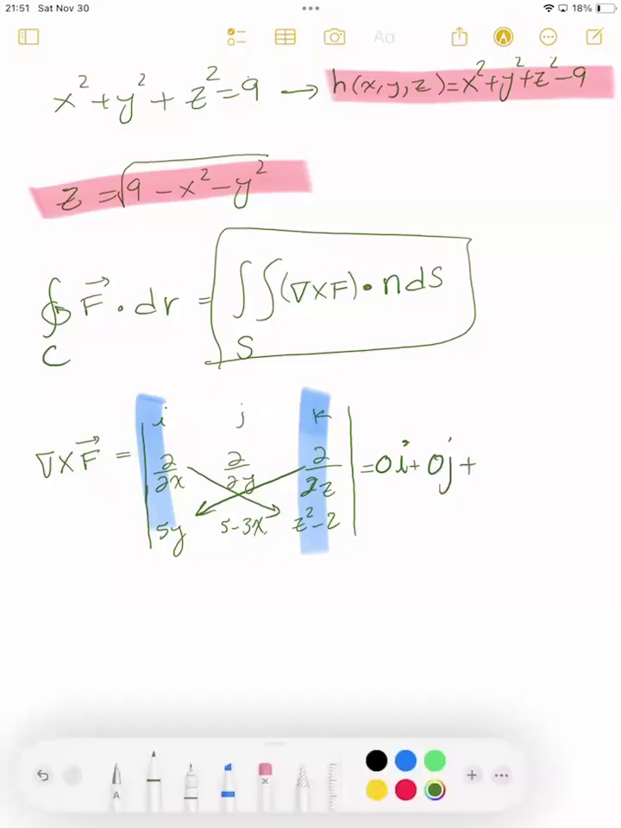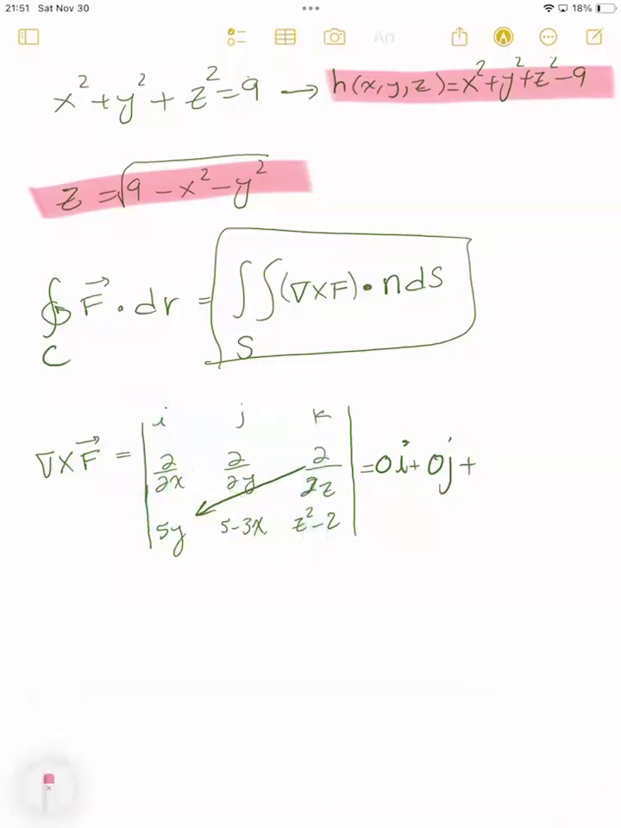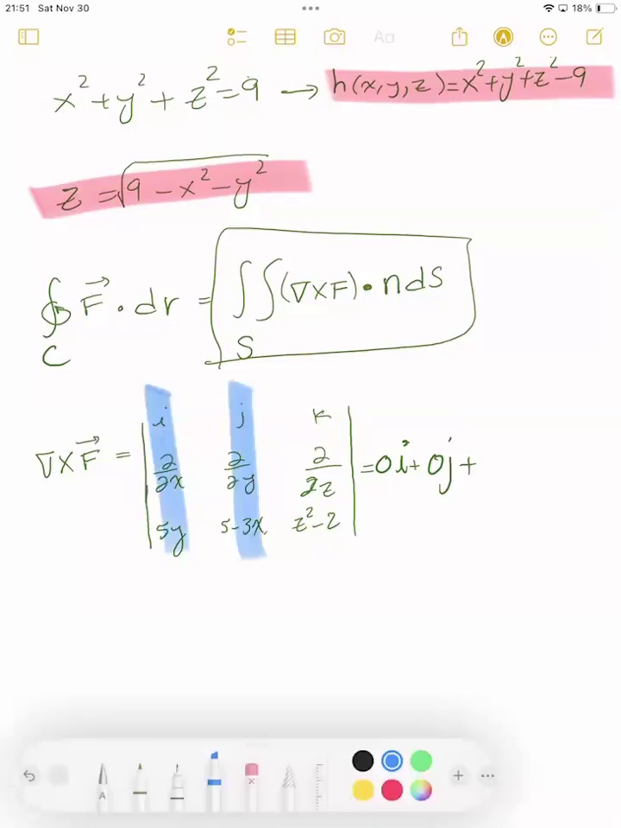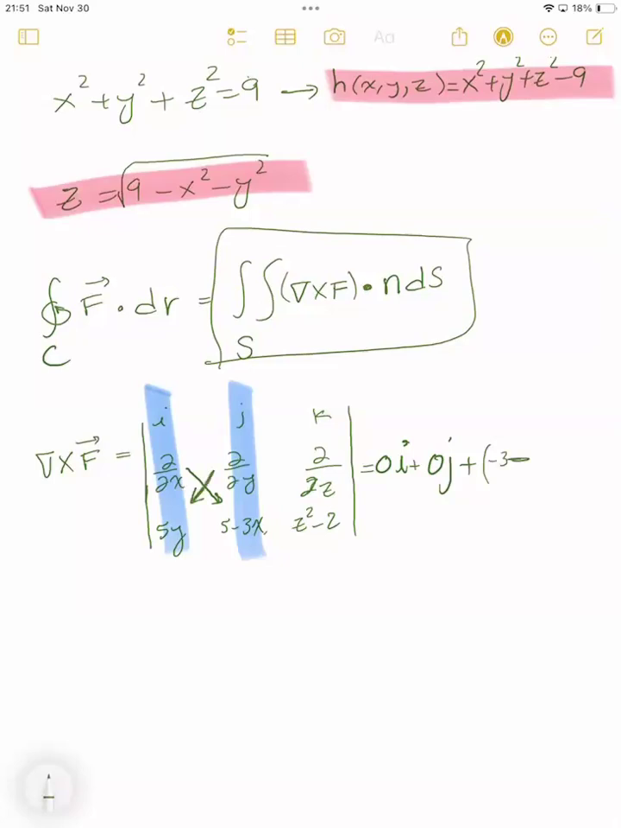Then we are going to find the k component. To find the k component, we look at these two. And for this one, again, we go this way first. Partial of 5 minus 3x with respect to x is negative 3, minus, then you go this way. Partial of 5y with respect to y is 5. So we get negative 8k. So we get 0, 0, negative 8.